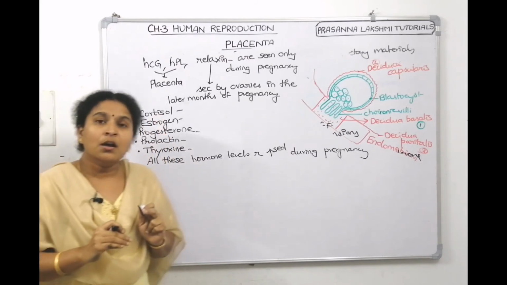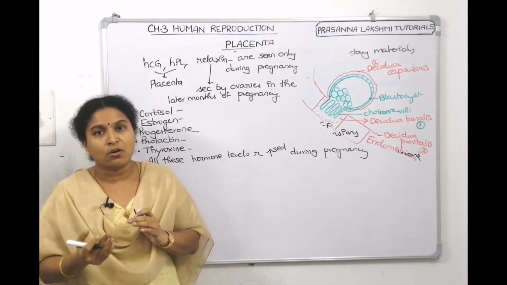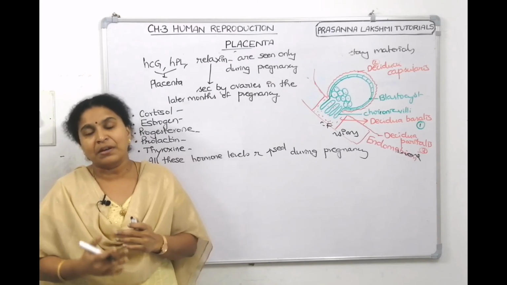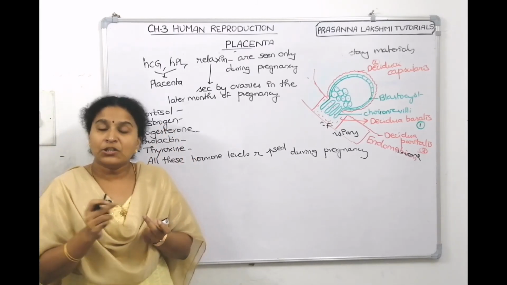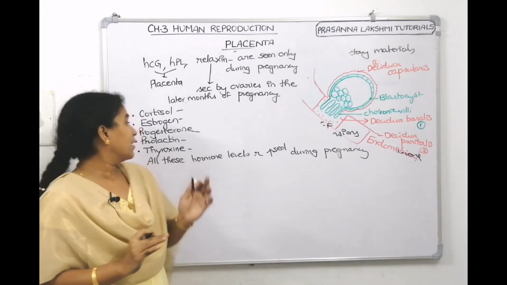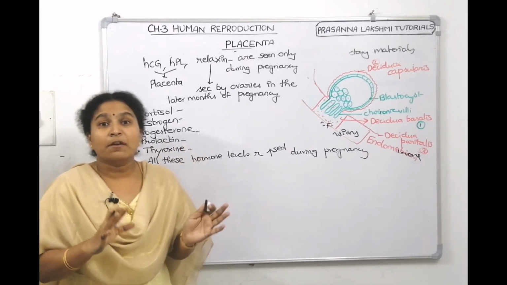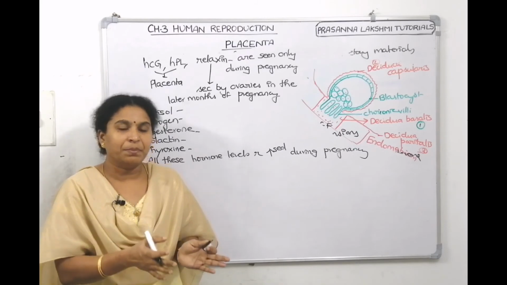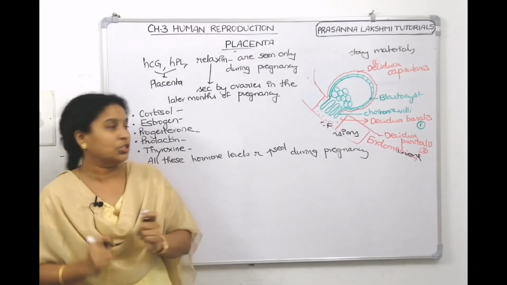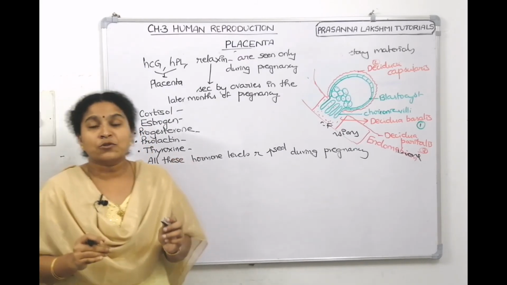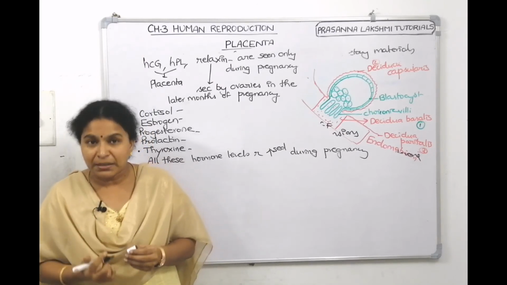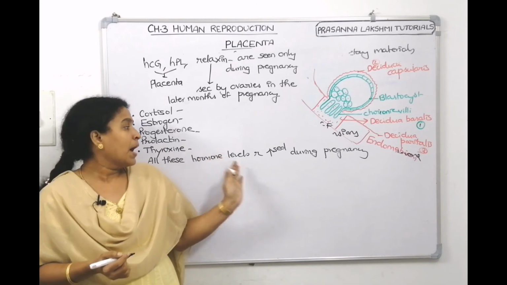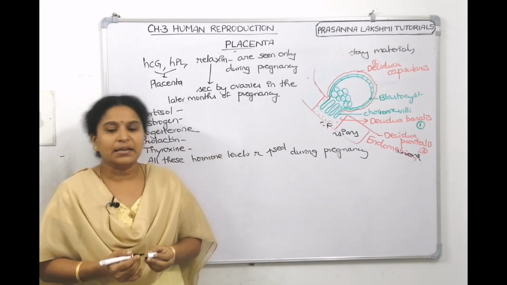Function of cortisol: glucocorticoids, mineralocorticoids, they increase the mineral levels and glucose levels. Function of estrogen: maintains pregnancy. Function of progesterone also: maintains pregnancy. Prolactin helps in the development of mammary glands, because after pregnancy, parturition and lactation will be there. Thyroxine helps to maintain the metabolic activity, the fetal growth and the maternal growth. So these hormones are increased during the pregnancy.